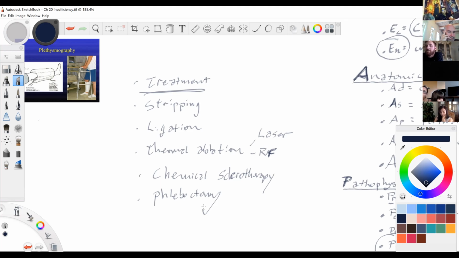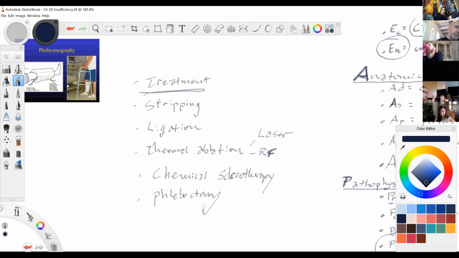Depending how big they are, do the ligation and then just take them out too. Oh, okay. So I guess I knew what stripping was, but I didn't realize that phlebectomy would be all those other large veins, and just ripping them out. It's kind of the same thing, just different veins, I guess. I don't know. Okay.